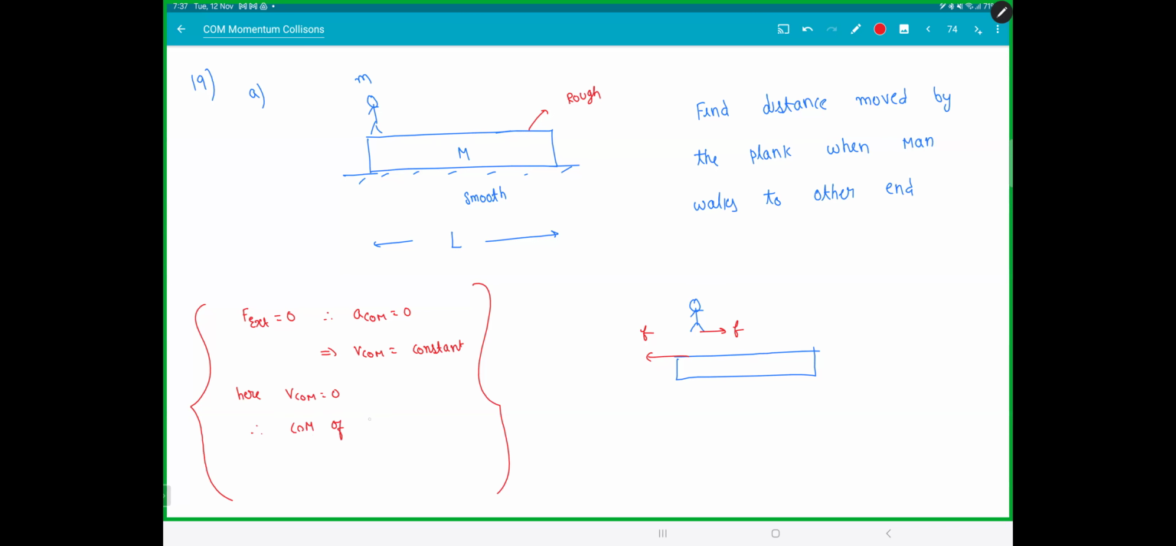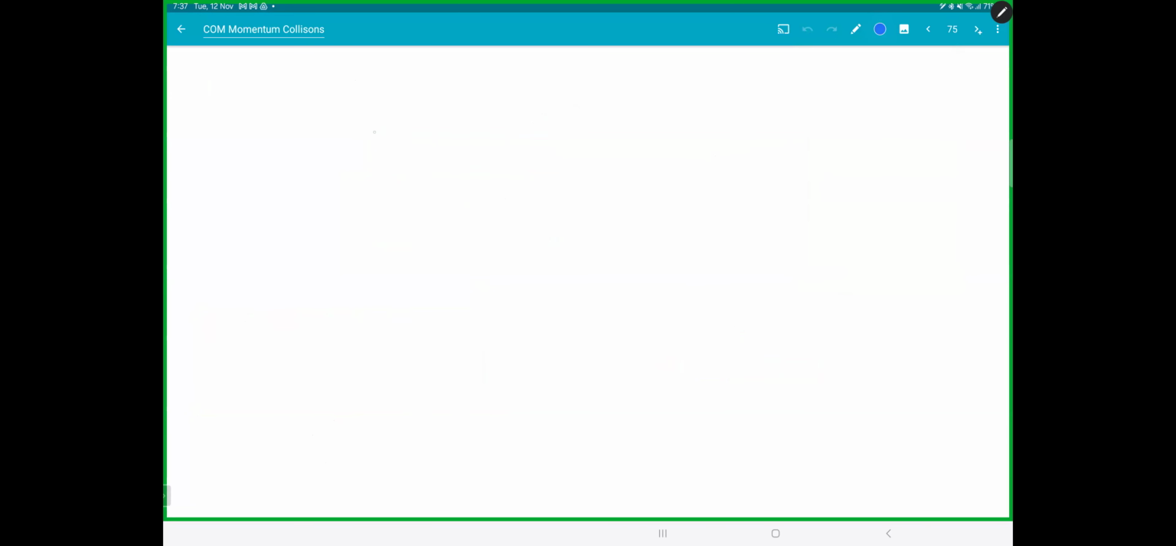Now, whose center of mass? Center of mass of man. Man is walking, plank is going, but the center of mass of the man plus plank is at rest. Is that making sense? Therefore, the displacement of center of mass is 0. So let me show you this in a picture. This is how it would look. So man is here. So the center of mass must be somewhere here.